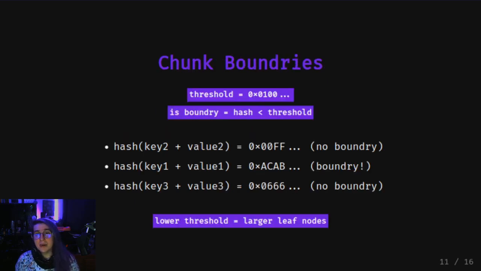So the boundaries between leaves can be calculated based on a chunking threshold. This is an integer that's used to determine the probability that a new chunk should be started. You take the hash of the given key value pair, and if it's less than the threshold, then you know you need to put all subsequent keys into a new chunk. This is reminiscent of the hashcash algorithm used in things like Bitcoin. The lower your threshold value is, the less likely a boundary will occur, and the larger your tree nodes will get.